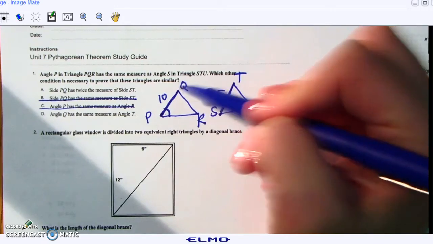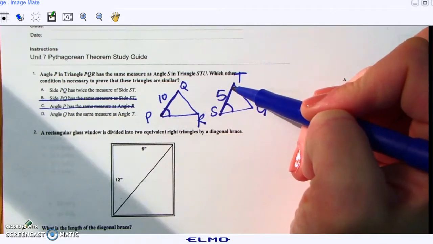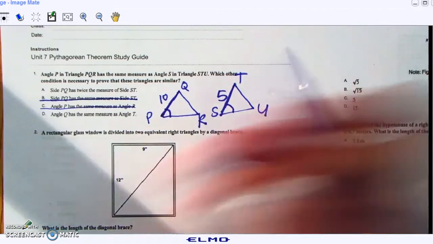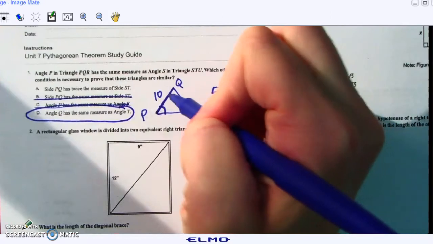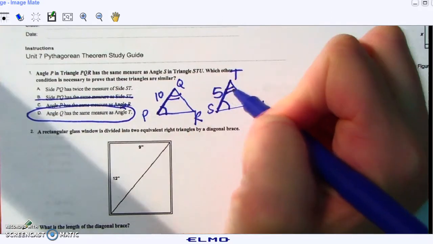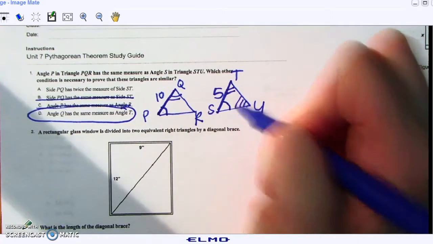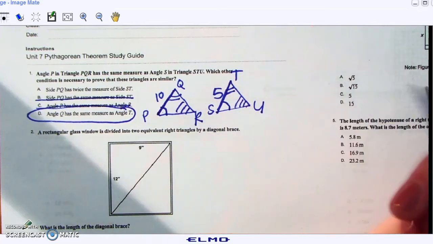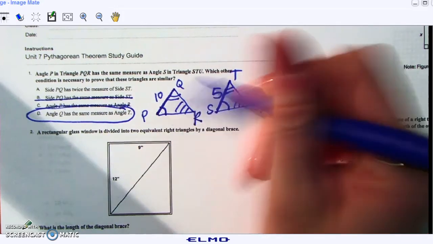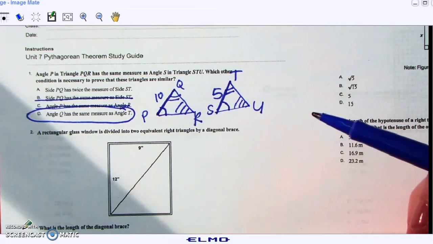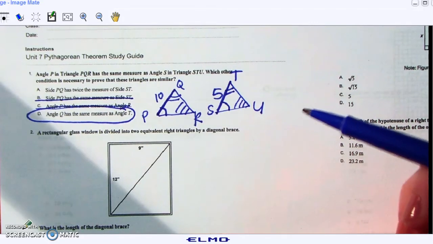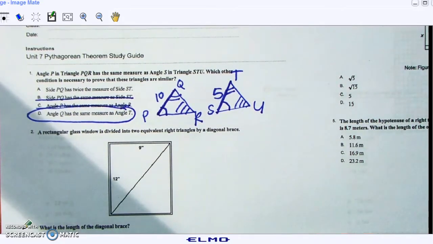So if Q and T have the same measure, yes, that would mean that these angles have to be similar, because if these are the same, that means that these two angles also would be the same. So remember, similar triangles, the angle measures are the same, the side lengths are proportional. So A, yes, the side lengths would be proportional, but that doesn't give us quite enough information. We need to know that all of the angles are the same measure.